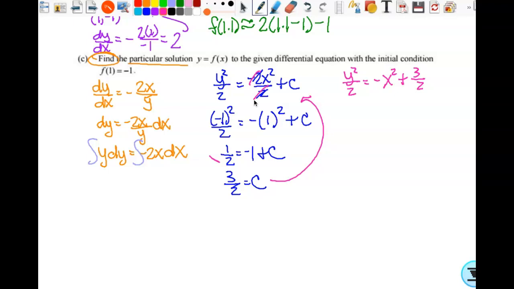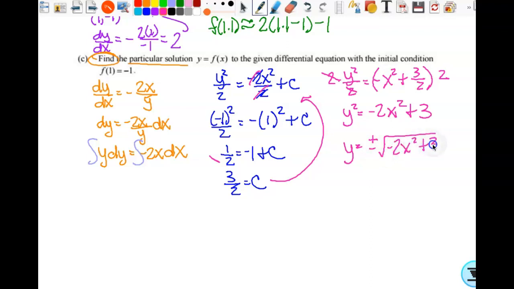All right, so now I got to get rid of this 2. So I'm going to multiply both sides by 2. This whole thing gets multiplied by 2, and this gets multiplied by 2. When you do something like this, make sure you distribute like you're supposed to. Those cancel out, so we get y squared equals negative 2x squared plus 3. Then what do I do? Square root. So y equals plus or minus the square root of negative 2x squared plus 3.